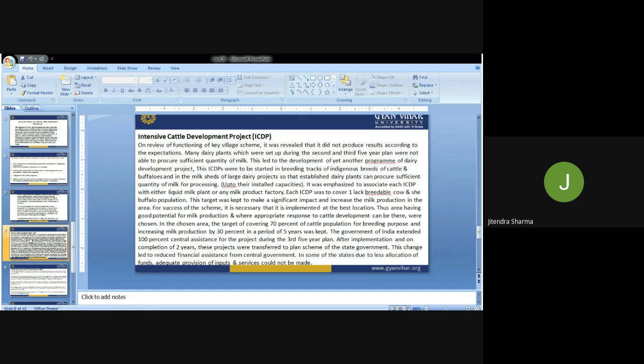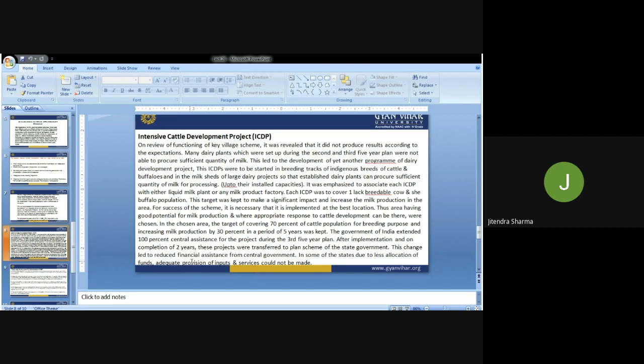After implementation, on completion of 2 years, these projects were transferred to the plan scheme of the state government, because initially, up to the fifth five-year plan, the entire cattle and village development was addressed by the central government. But now animal husbandry becomes a state subject, because entire agriculture becomes a state subject. So all the projects laid in the 5-year plan are being transferred to the states.